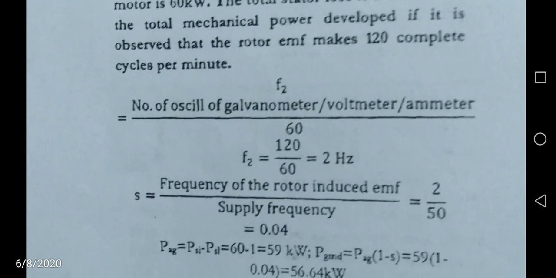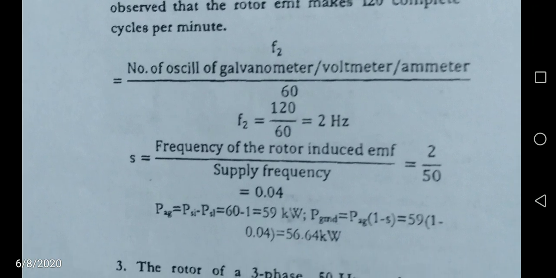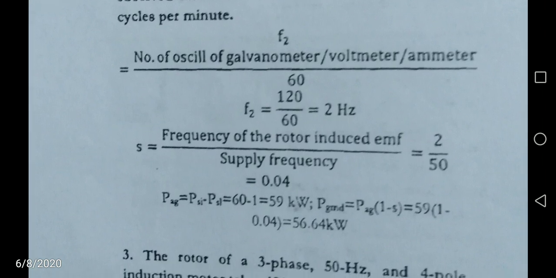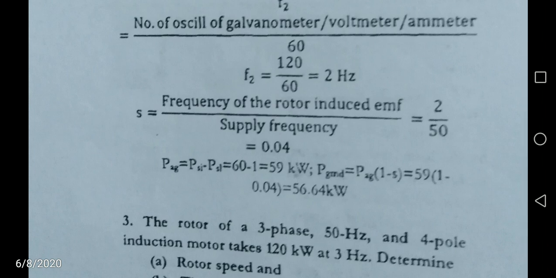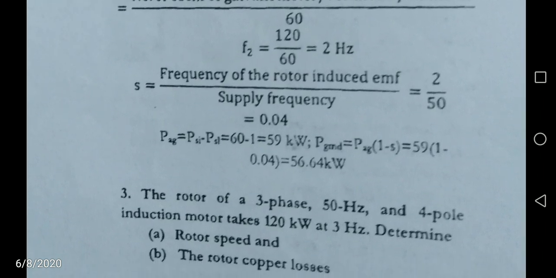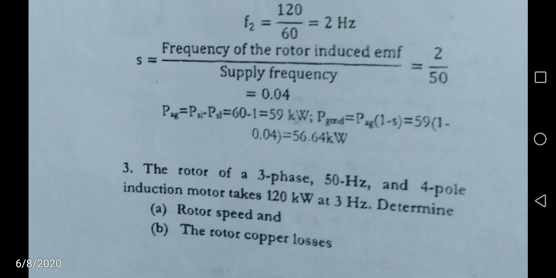Number of oscillations on the galvanometer per minute, divided by 60, equals F2, equal to 120 by 60, that is 2 Hz. S equals the frequency of rotor induced EMF by supply frequency, 2 by 50.